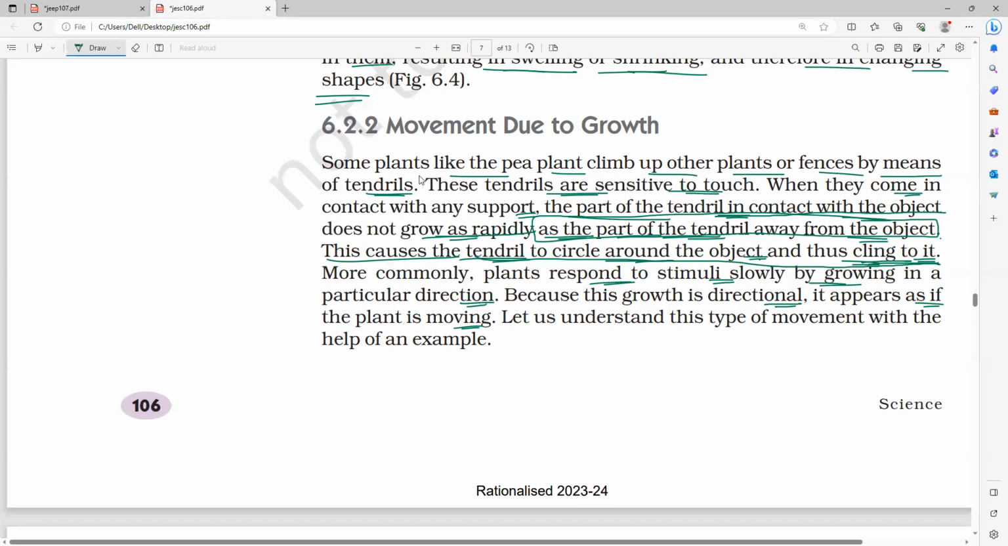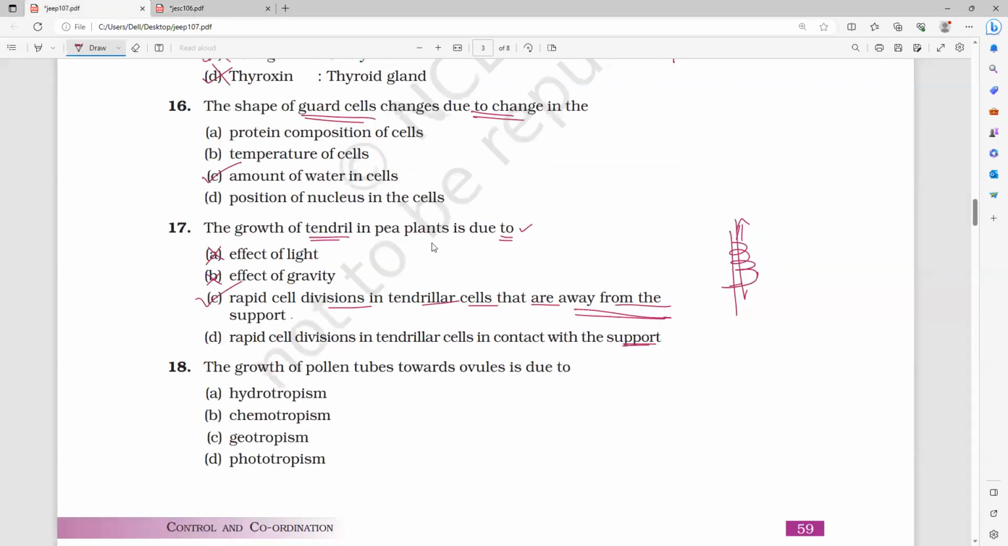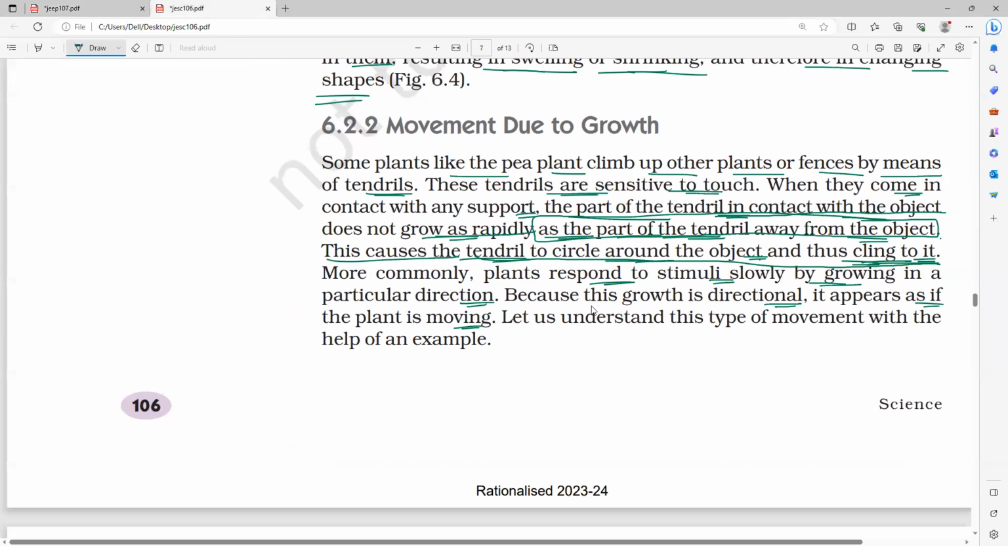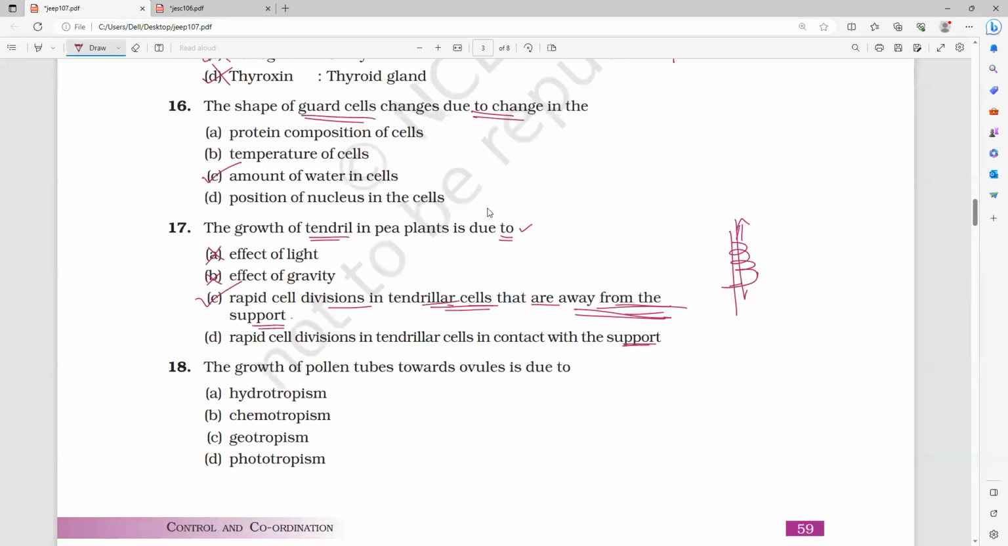So what is that thing? The rapid cell divisions in tendril cells that are away from the support. If they are touching, what is happening? Is growth decreasing or increasing? See that, contact with the object does not grow as rapidly. So that is why they grow away from the support, with rapid cell division. So option C is the correct one. Okay.